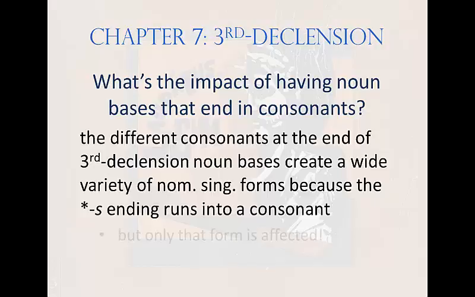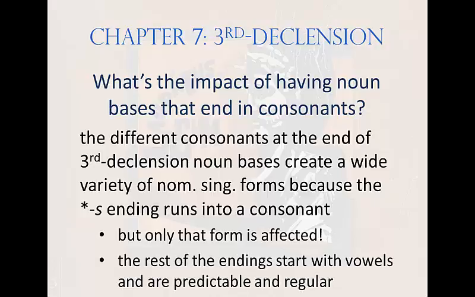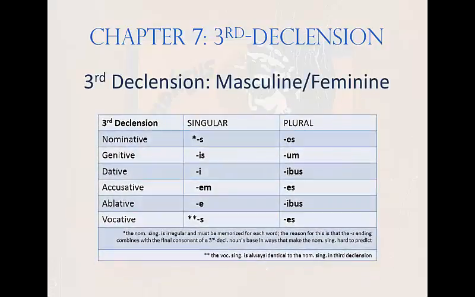That's the bad news. The good news is that only one case and number is affected by this, the nominative singular. All the other case endings begin with vowels, and consonants running into vowels does not create the same kind of problem that consonants running into consonants does. Thus, after the nominative singular, third declension forms are regular and predictable. And here they are. Let's recite them together. We'll leave both the nominative and vocative singulars off in our recitation because the nominative is irregular and the vocative is always the same as the nominative.